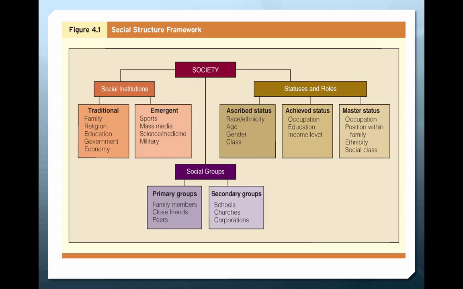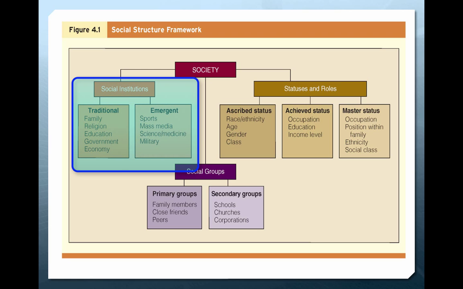Now, this is an image you find in your textbook, and I just want to remind you, in terms of society, this top block in the chart is a large social grouping that shares the same geographical territory and is subject to the same political boundaries, political authorities, and dominant cultural expectations. And some of these important components of the social structure of society are social institutions. You see them on the left, both the traditional and the emergent.